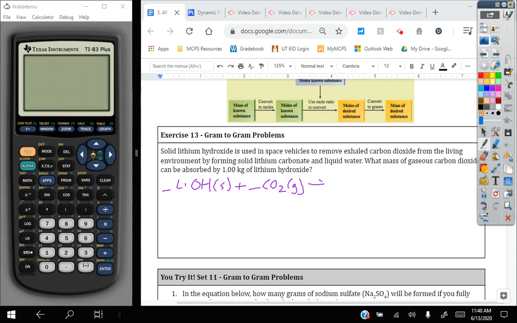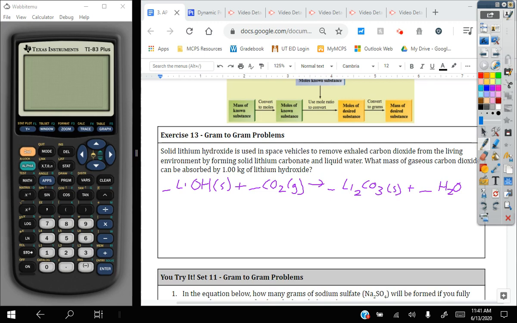reactant. And then lithium carbonate, so Li is a 1+ charge. Carbonate, CO3 is a 2- charge, so I need a 2 here. Form solid lithium carbonate and then liquid water. What mass of gaseous carbon dioxide can be absorbed by 1 kilogram of lithium hydroxide?